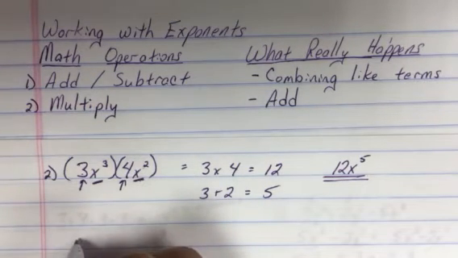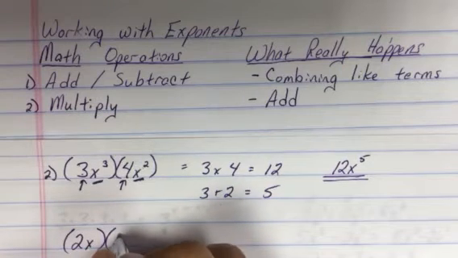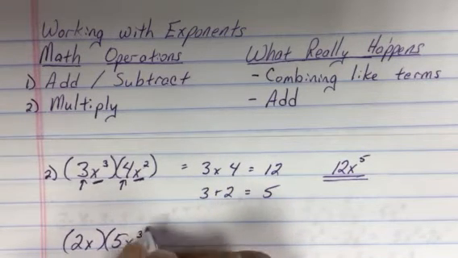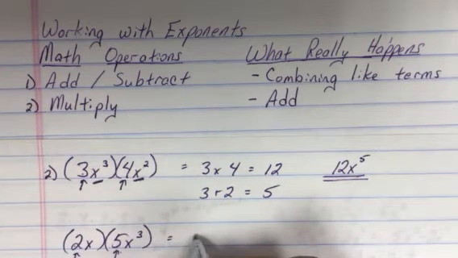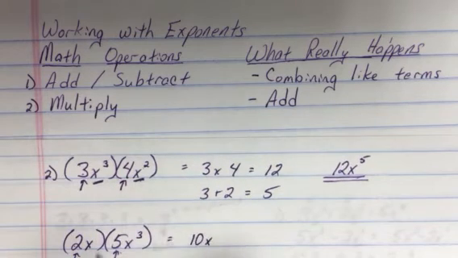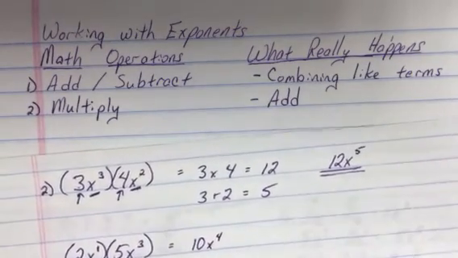Let's do another one. Okay, coefficients, or the big numbers, do the multiplication. So 2 times 5 is 10. Again, remember, if there is no exponent, the exponent's actually a 1. The exponents add. 1 plus 3 is 4. That is addition for multiplication of exponents. One step less.